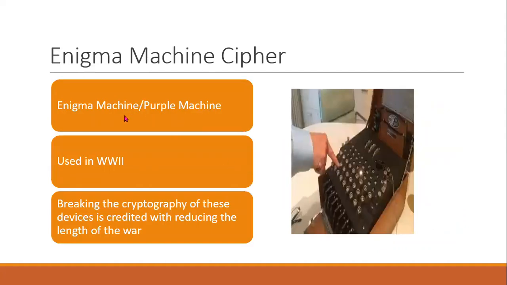Then we've got the Enigma machine and the Purple machine used in World War II. And the cryptanalysts that actually broke the cryptography or the encryption code behind this were credited with reducing the length of World War II.